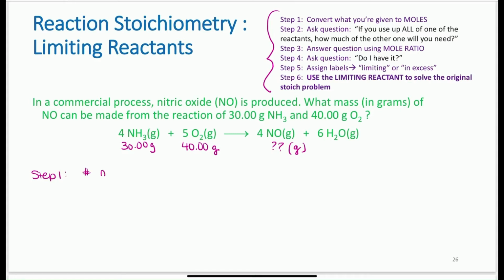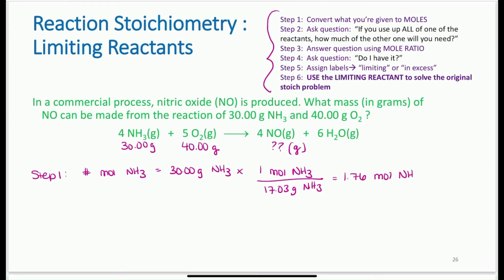Number of moles of NH3 equals, I've got 30 grams of NH3, and I'm going to convert this to moles. 1 mole of NH3 is equal to 17.03 grams of NH3. The molar mass of NH3 is 17.03. This equals 1.76 moles of NH3.